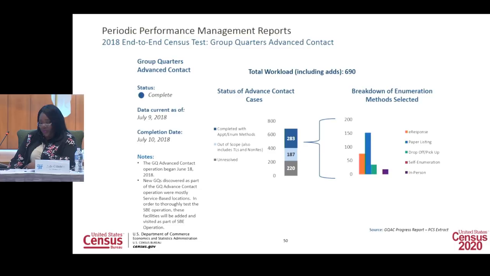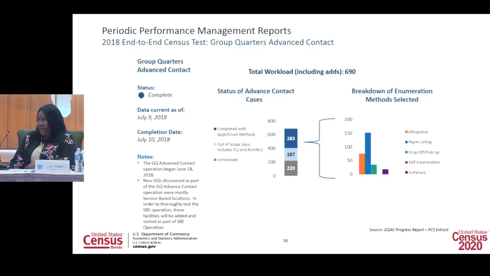Looking at the completes, we were able to make contact with 283, or 41% of the GQs doing advanced contact. This included 60% of the college and student housing, 37% of the nursing homes, and 61% of the religious group quarters. We were also able to make contact with a few of the state prisons, emergency and transitional shelters, and soup kitchens.